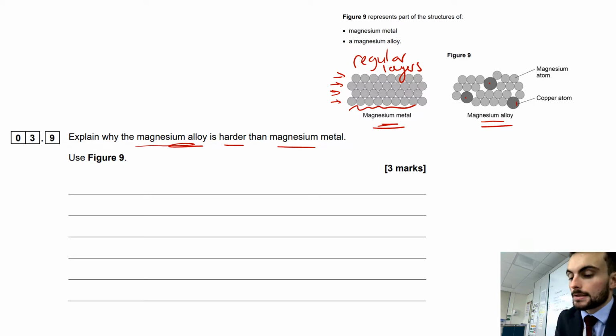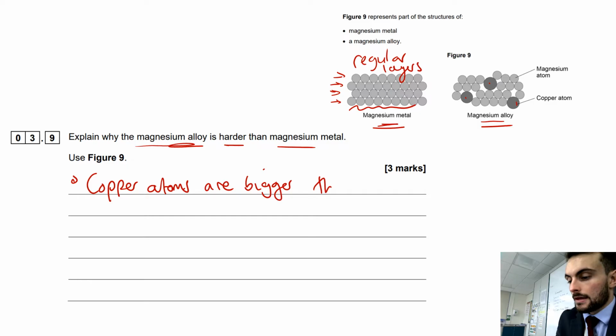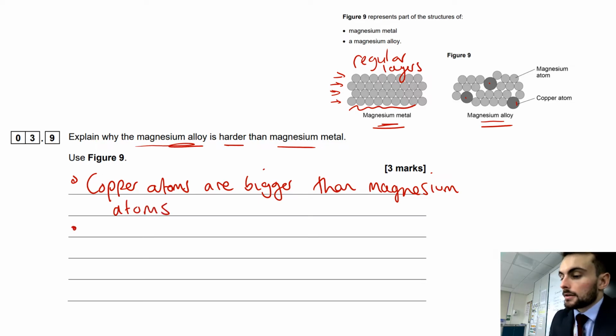So that's the first thing we can say for this one, is that you can specify. So we can say copper atoms are bigger than magnesium atoms, or you can say the reverse, magnesium atoms are smaller if you want. Then we also need to say, depending on the arrangement of it, and depending on the layers, depends on what the properties in terms of its hardness is going to be like.